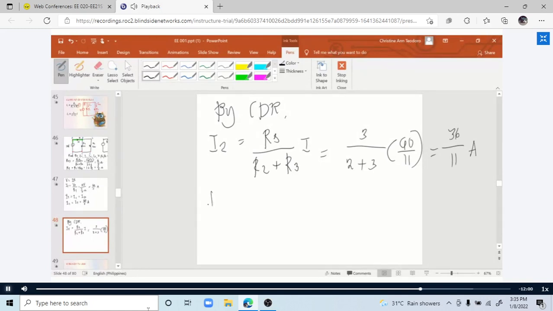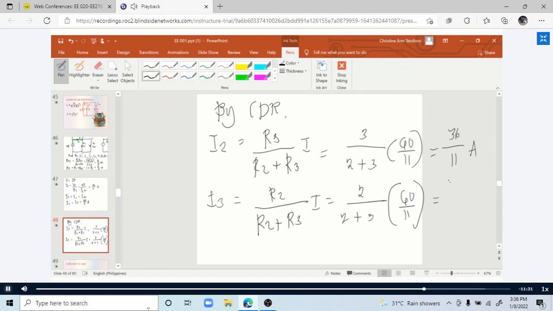Okay, so let us now get I3. I3 is equal to R2 over R2 plus R3 multiplied by I. So this will be 2 over 2 plus 3 multiplied by 60 over 11. This will be 120 over 55, so that would be 24 over 11 amperes. Correct? So we now have the values for I1, I2, and I3.